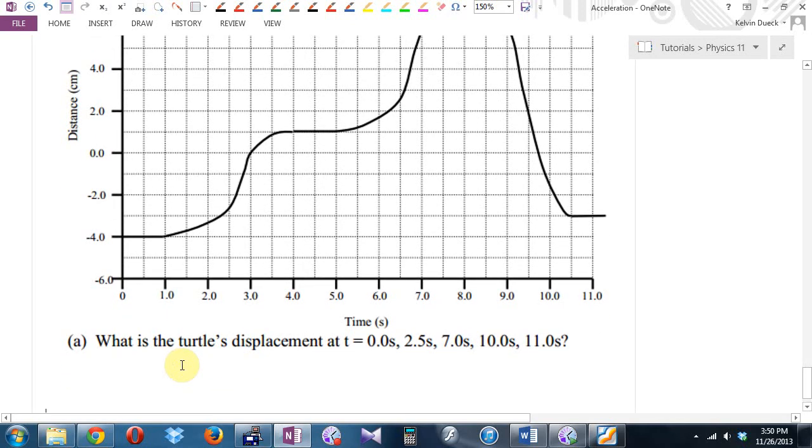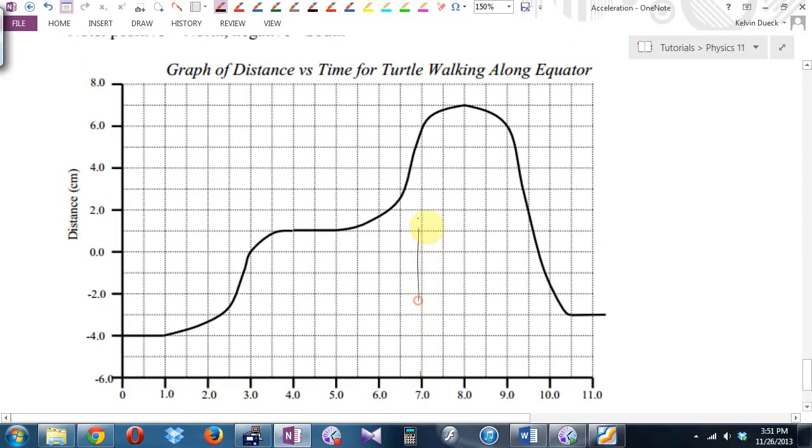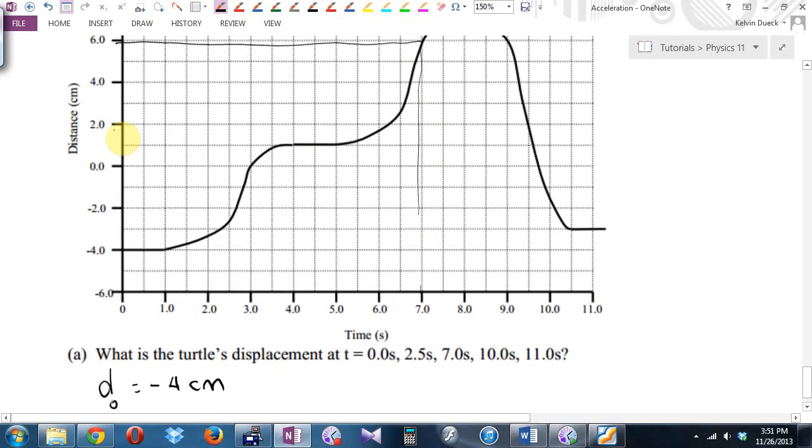But at 0 seconds, displacement at 0, how about negative 4 centimeters? Or you could say 4 centimeters south of the equator. How did I get the negative 4? It's the height. Displacement will be the height. What about at 10 seconds? Actually, sorry. What about at 7 seconds? Yes? 6 centimeters north.